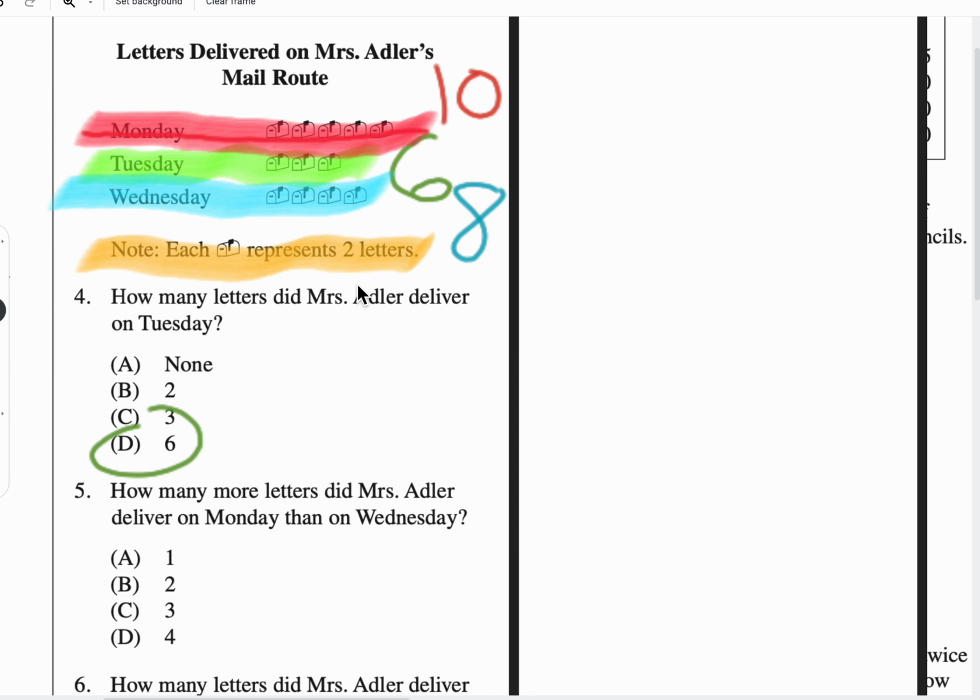Now we need to compare. We'll find the difference between 10 and 8. 10 minus 8 is 2. Mrs. Adler delivered 2 more letters on Monday than on Wednesday. The answer is B, 2.